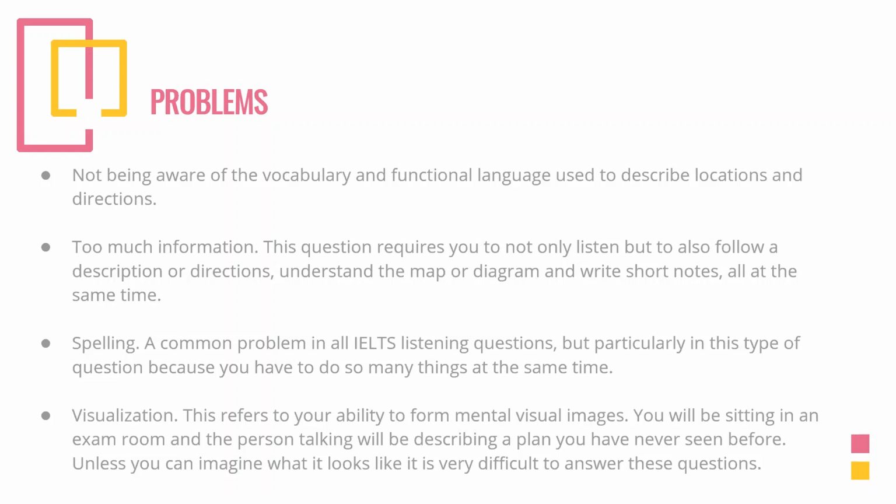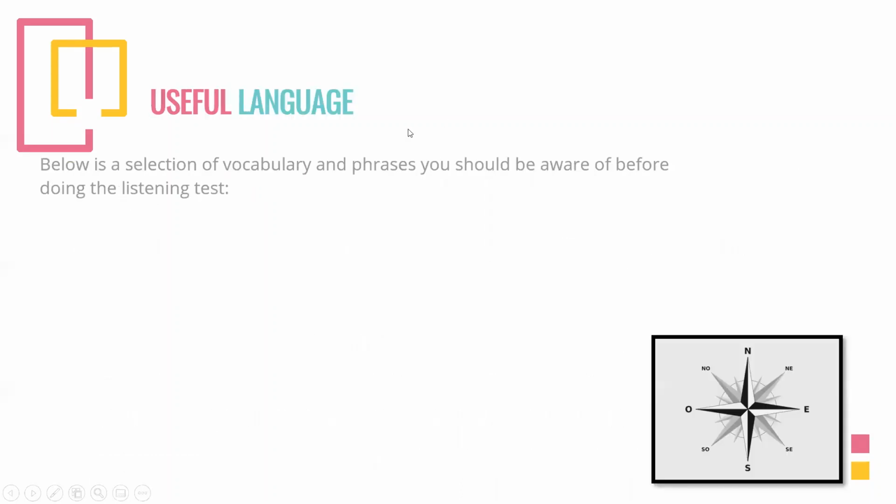So now the first problem, that is vocabulary and functional language: how they are describing such kind of locations and directions. There is particular language that they are using to describe the locations. So below are some phrases and vocabulary.